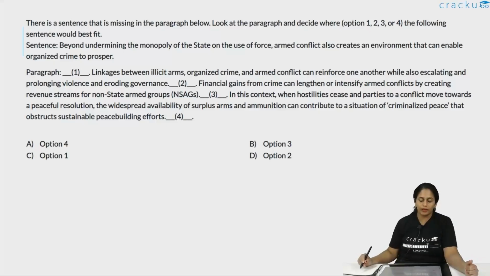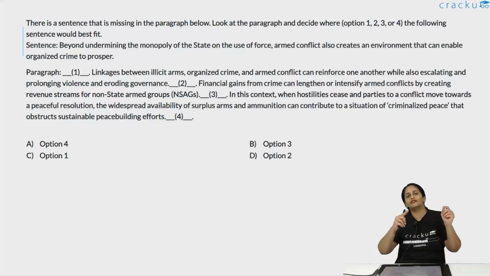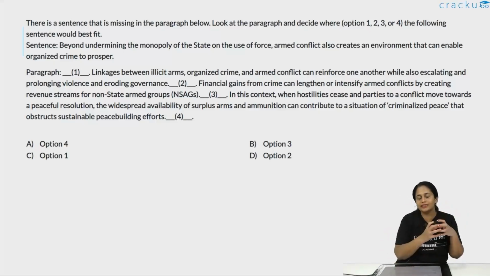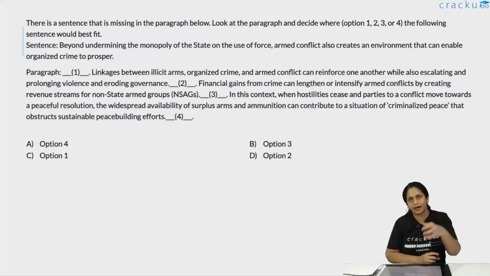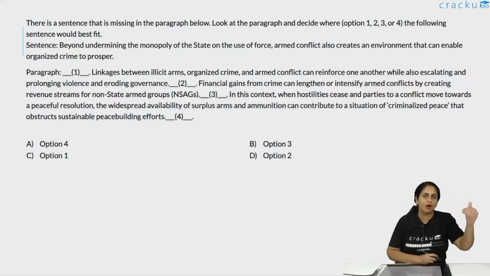So here what we are being told is that when you have armed conflicts, there is a link between illicit arms, organized crime and armed conflicts. They kind of feed off each other. So basically the first sentence is that there are these links between illicit arms, organized crime and armed conflicts, and then we are told how organized crime essentially intensifies or feeds into armed conflict. The other idea would be armed conflict, how it actually helps organized crime.